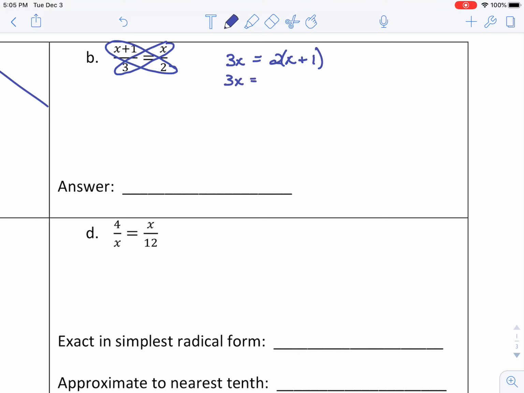So the 3x I'm going to leave alone, but I'm going to distribute that 2x. 2 times x is 2x. 2 times 1 is 2. So I can finish solving this by subtracting 2x from both sides. So I'm going to get 1x equals 2. That would be the solution to that problem.